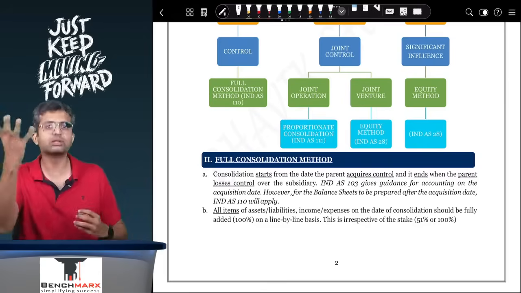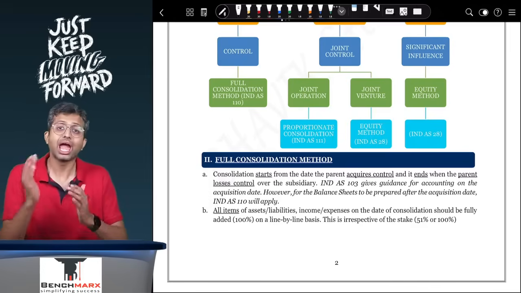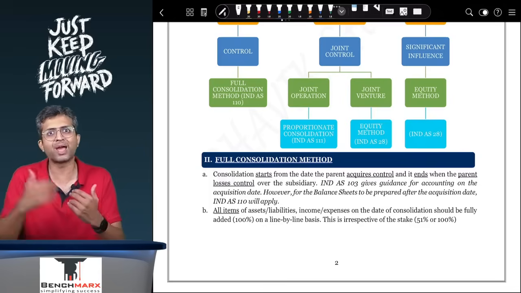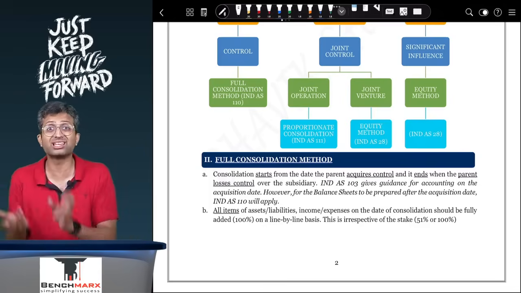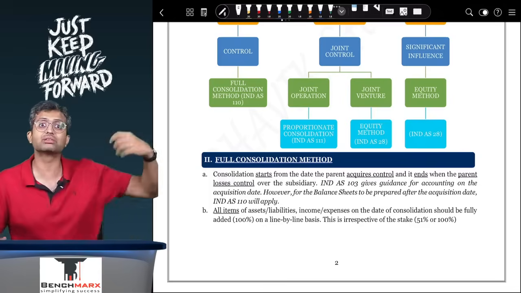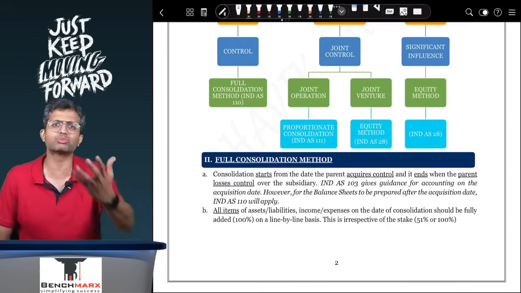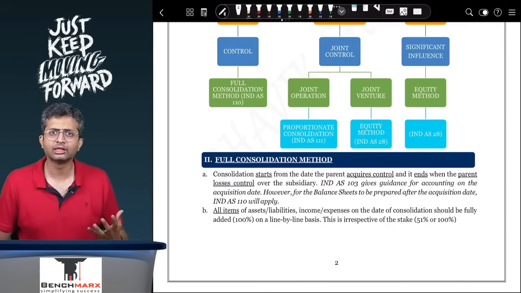Now, what is the reason for the birth of NCI? NCI is born because parent, which has a 70% stake, is consolidating 100% of the assets, and hence out of that 100%, we are saying 30% is attributable to someone else, which by the way is called as NCI.